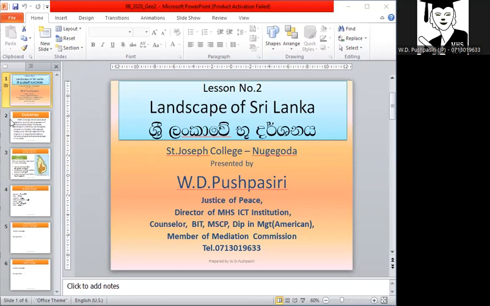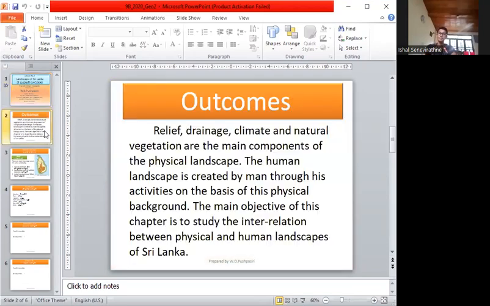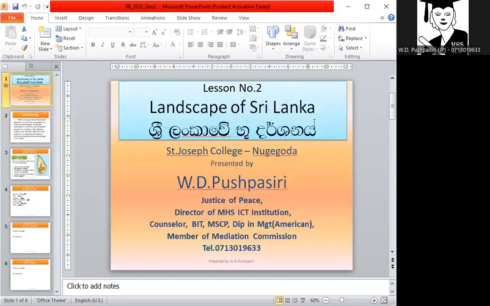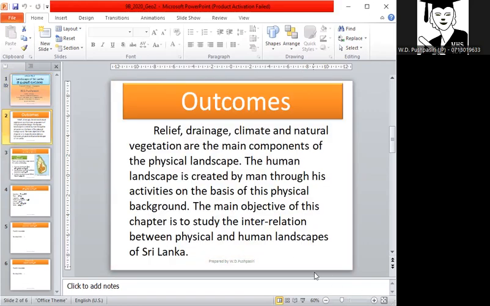Right. Okay. So in this lesson, there are outcomes of this lesson. What do you mean by outcomes? That means once this lesson is studied, we must know all of these points. So what is relief, drainage, climate and natural vegetation, and the components of the physical landscapes, the physical backgrounds, the objective of this chapter is that, right? So what we are going to learn is all those facts in Sri Lanka, right? So this is about, as we mentioned in the heading, landscape of Sri Lanka. So we are now going to study about Sri Lanka.